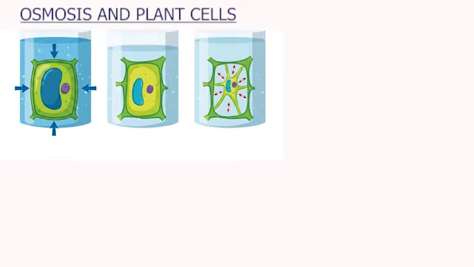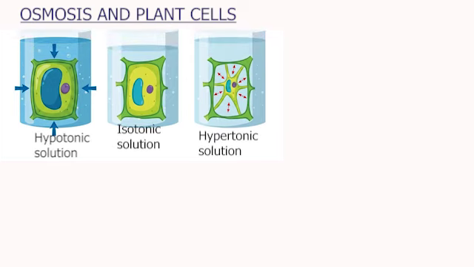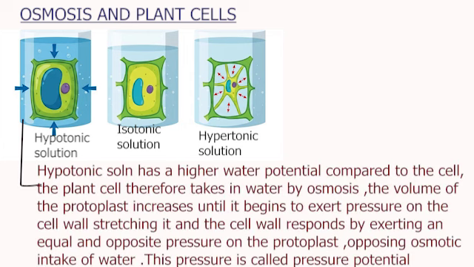When it comes to osmosis and plant cells, the term protoplast is used a lot, and the protoplast is basically the living parts of the cell excluding the cell wall. So these are surrounded by the cell wall. Now, when a plant cell is put in a hypotonic solution, the solution has a higher water potential compared to the cell, so the plant cell takes in water by osmosis. Unlike animal cells, the plant cell does not burst due to its rigid cell wall. The protoplast's volume increases until it starts to exert a pressure on the cell wall, and the cell wall responds by exerting an equal and opposite pressure on the protoplast, and this is where the term pressure potential comes in. Pressure potential is the backward pressure the cell wall exerts on the protoplast to oppose the continuous osmotic intake of water. At this point, the cell is said to be turgid.